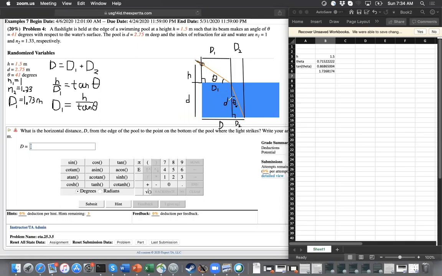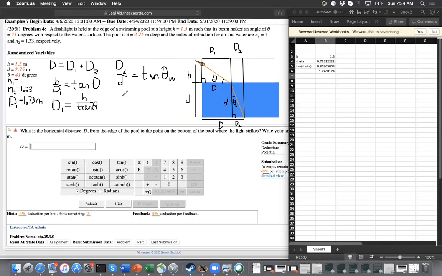So we have another right triangle here. And we can use the law of tangents again because we're given the two legs of the triangle instead of the hypotenuse. So we can say D2 over D is tan theta W. And that is true.